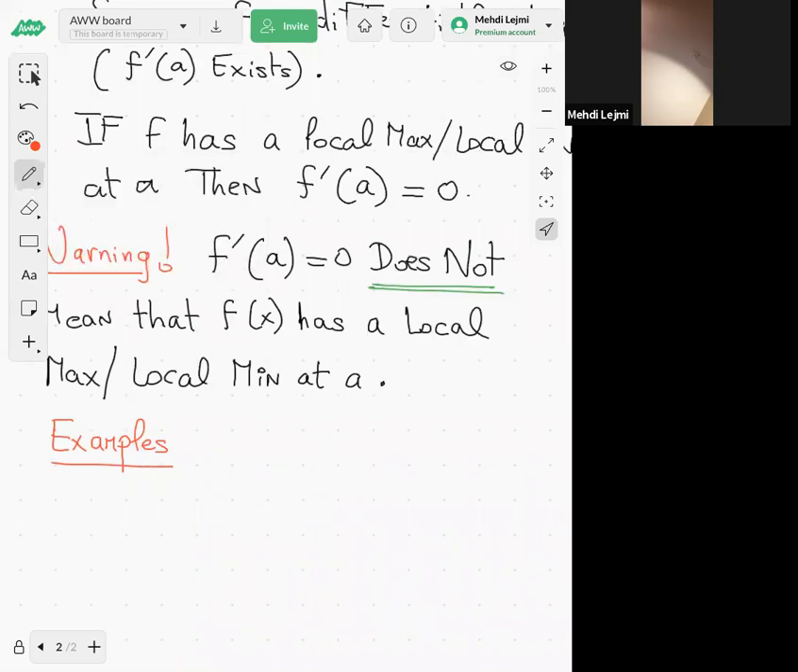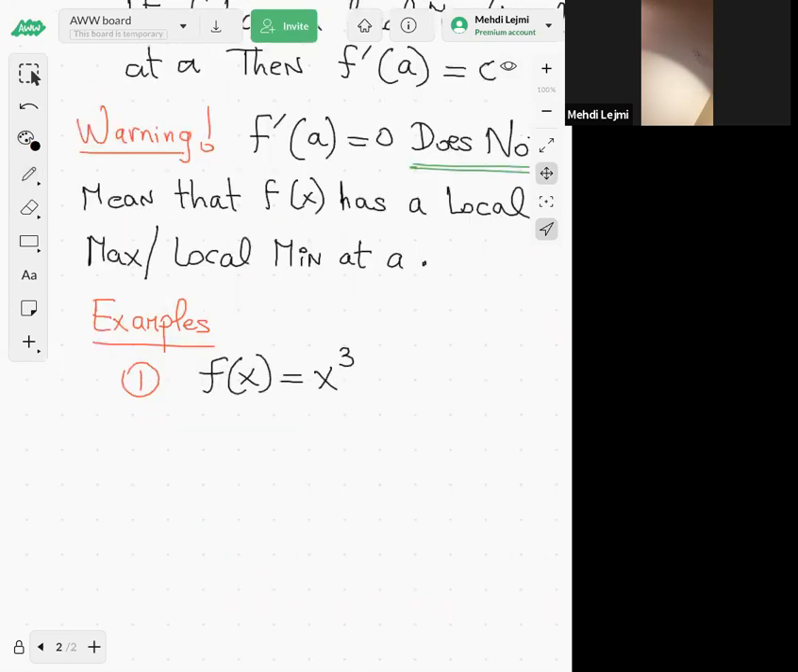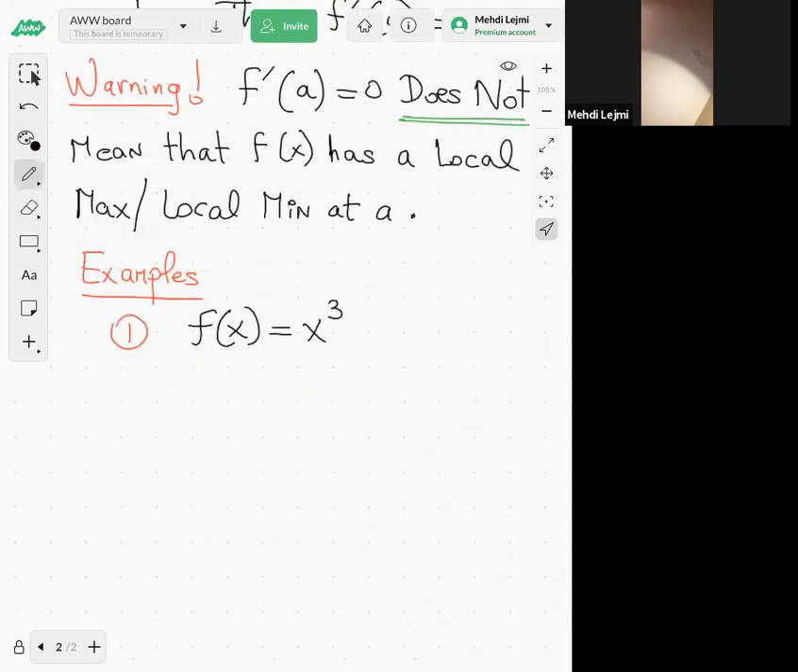Okay, so first example, let's say f of x is equal to x cubed. Just to remind you, the graph of x cubed looks like the following. So this would be the graph of x cubed, f of x equal to x cubed.